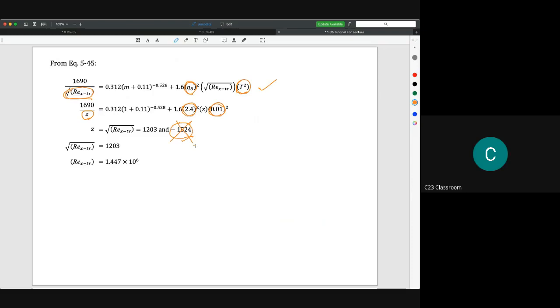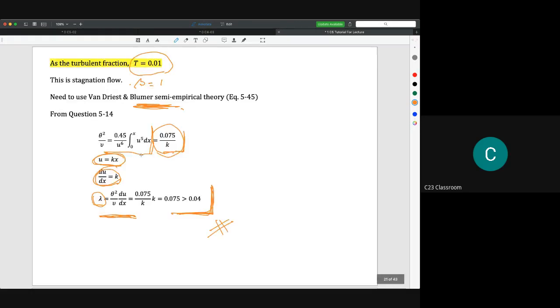So normally we could get positive and negative. So we could calculate the value of Reynolds transition as 1,203 to the power of 2 with square cube and square. So it is equal to 1.44 times 10 to the power of 6. So this is 1.4 to the power of 6.